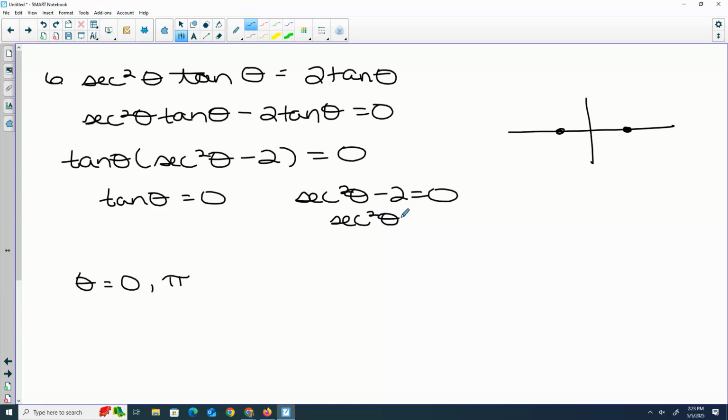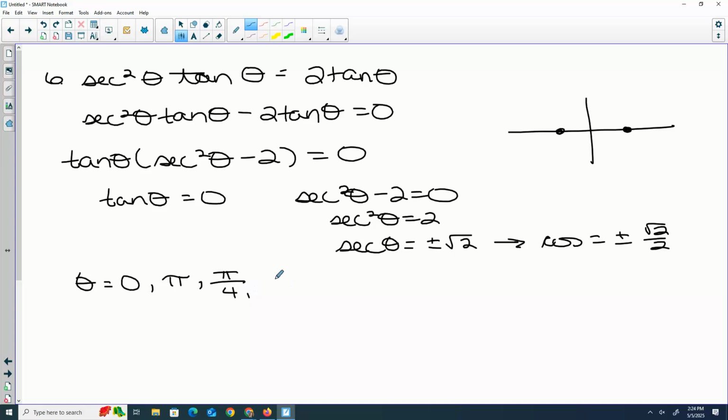This one will be when secant squared is 2, or to get rid of a square, you do a square root. If you add a square root, what else do you need? Well, if you don't like secant, that means cosine is positive or negative 1 over radical 2, which is radical 2 over 2. Positive and negative tells me I'm dealing with every quadrant. Reference angle. When is cosine radical 2 over 2? So pi over 4 in every quadrant.